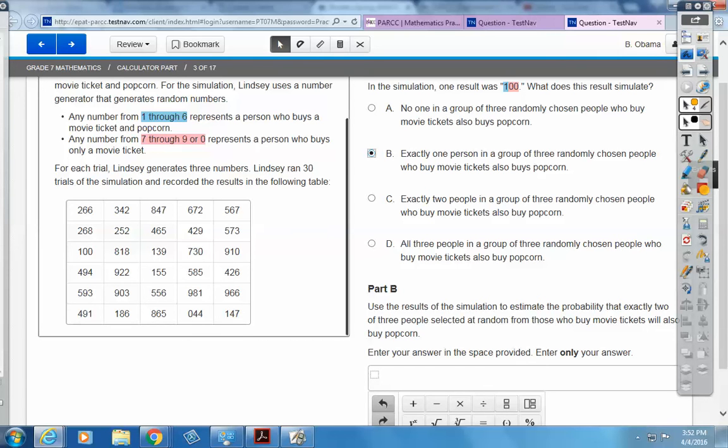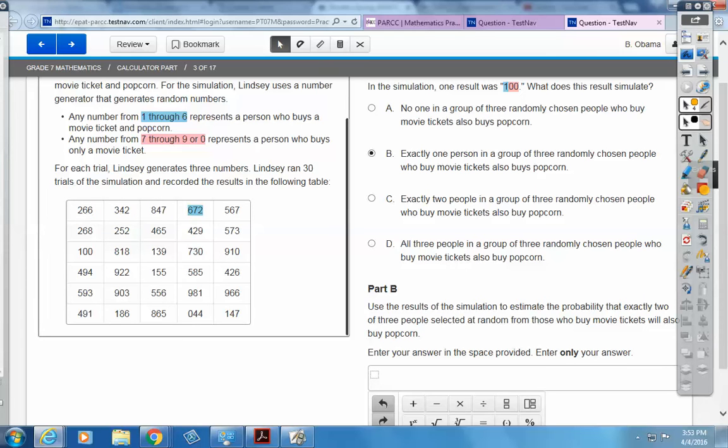We want exactly 2. 3, 4, 2 are all between 1 and 6. All 3 bought popcorn. That's not what we're looking for. 8, 4, and 7. 8 and 7 are between 7 and 9. Only one person bought popcorn here. That's not what we want. 6 is a popcorn. 7, not popcorn. 2 is a popcorn. So that one works.